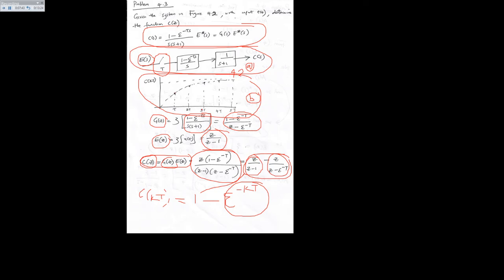So let's go to the next problem. The next problem is 4.4, and what we are asked to find is to determine the step response of the system. Look at the system here. We are asked to find the step response of this system, supposing that the filter is described by this difference equation.